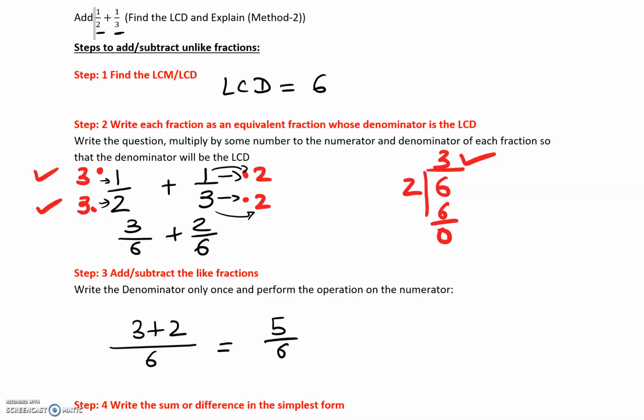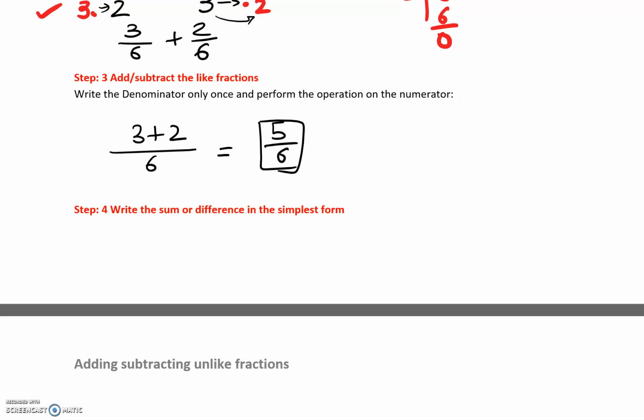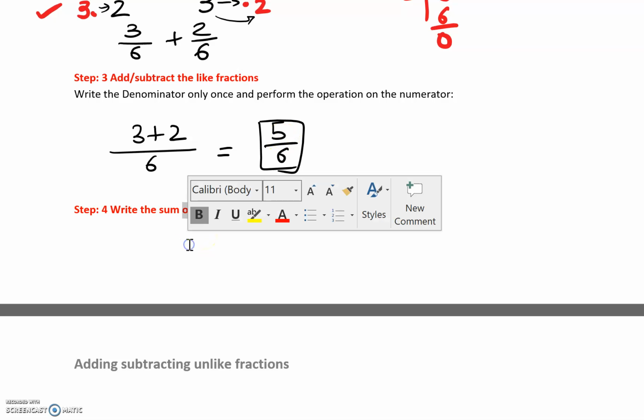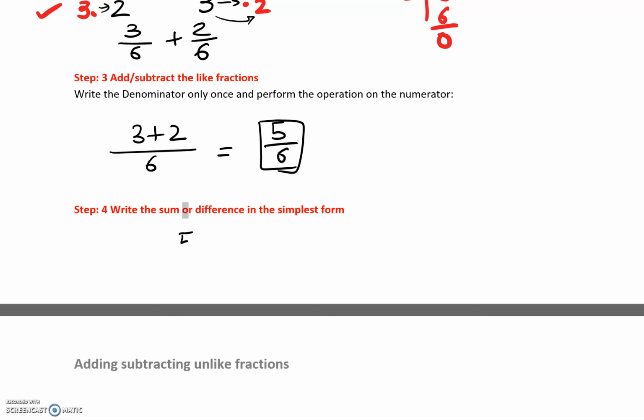Write the final answer. Do we have to reduce this answer anymore? No, because that's a reduced form. So write the answer, sum or difference, in the simplest form. So sum or difference, we added the numerator, we got 5/6. That's the simplest form, nothing else is common in those values. So we're going to write 5/6.